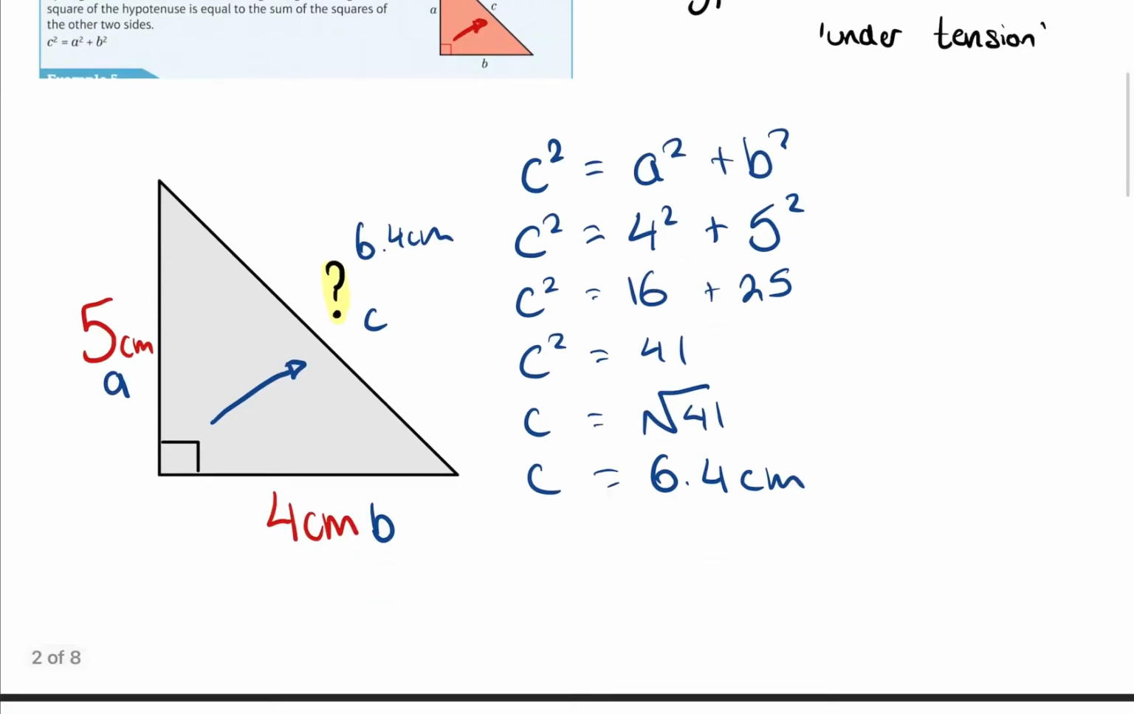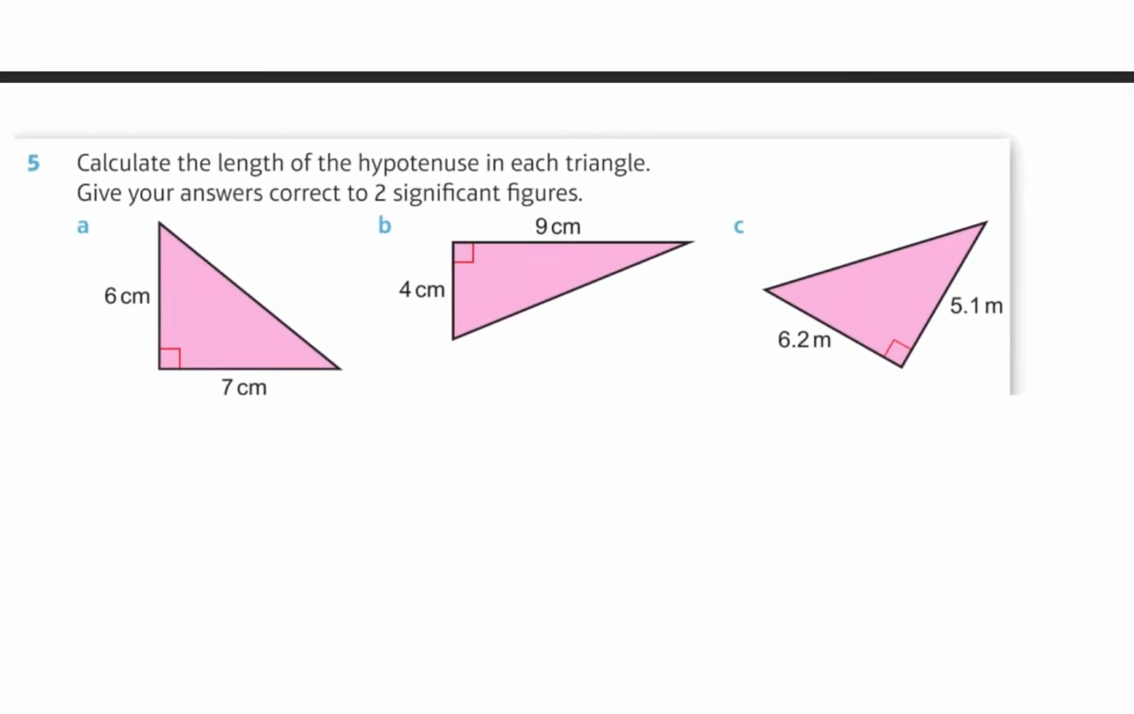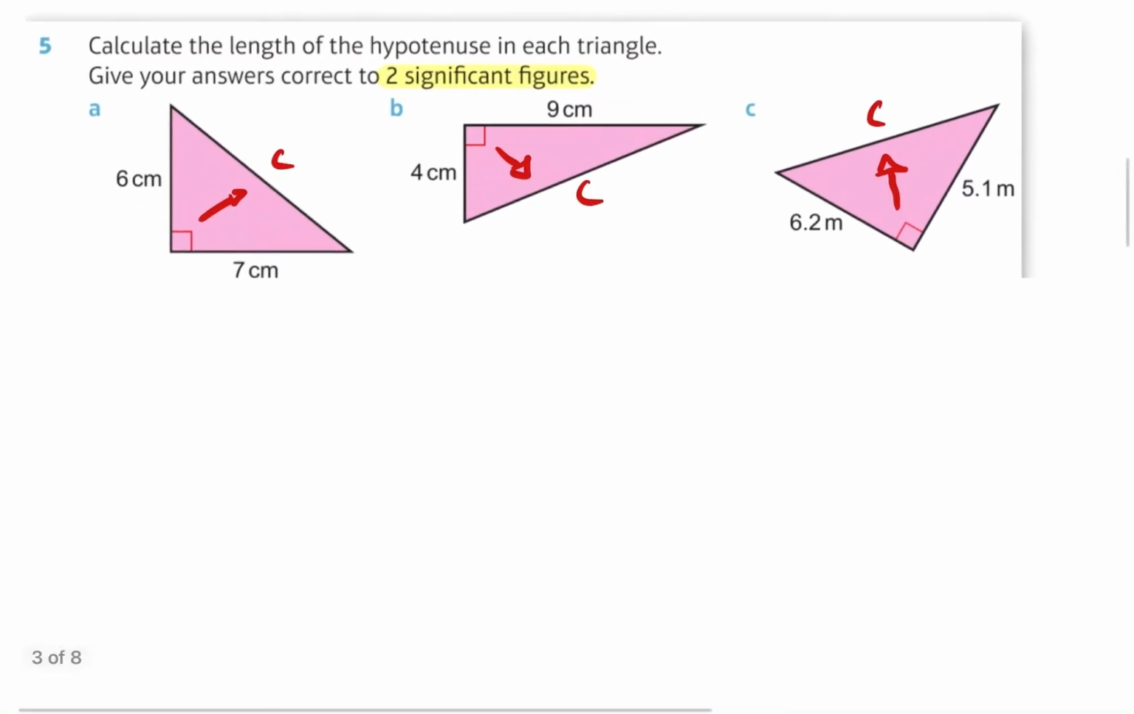Okay, let's move on. Here are a few questions. I'm going to show you the first one. So we want the answer here to two significant figures. Great. So firstly, what's the hypotenuse? Remember, it's always opposite the right angle. So find the right angle. What length is opposite it? Label that C. For the first one, it doesn't matter which is A and B. You can swap them around if you want, you're still going to get the same answer.